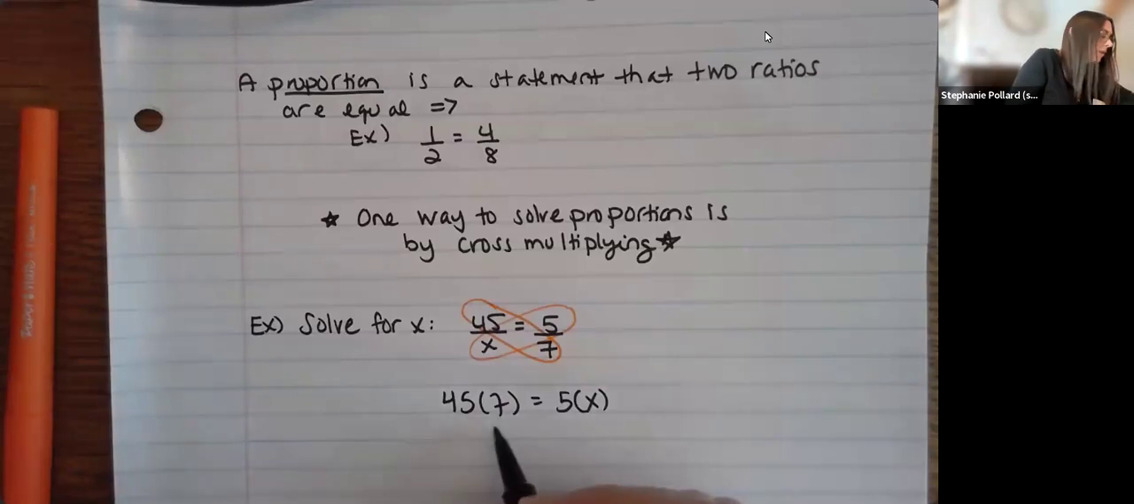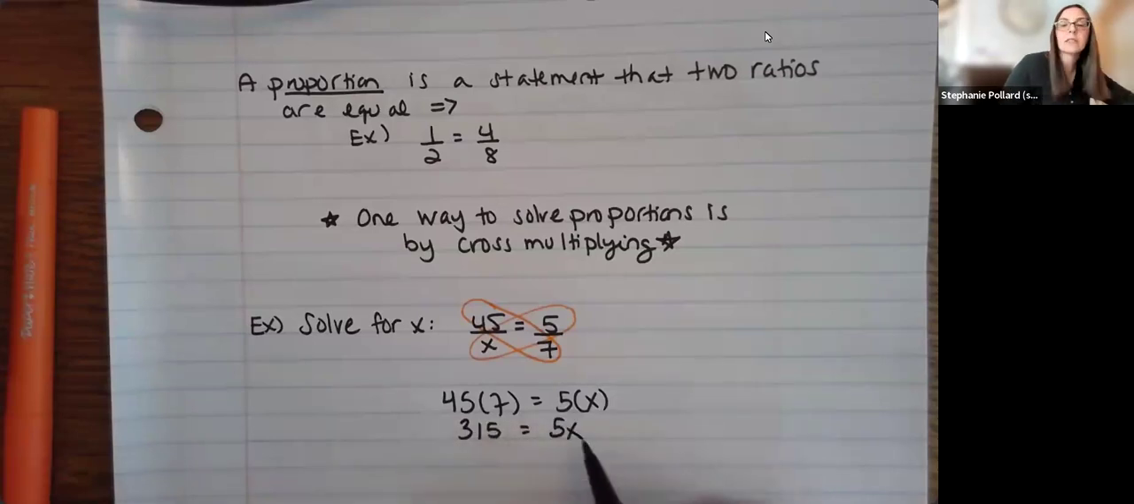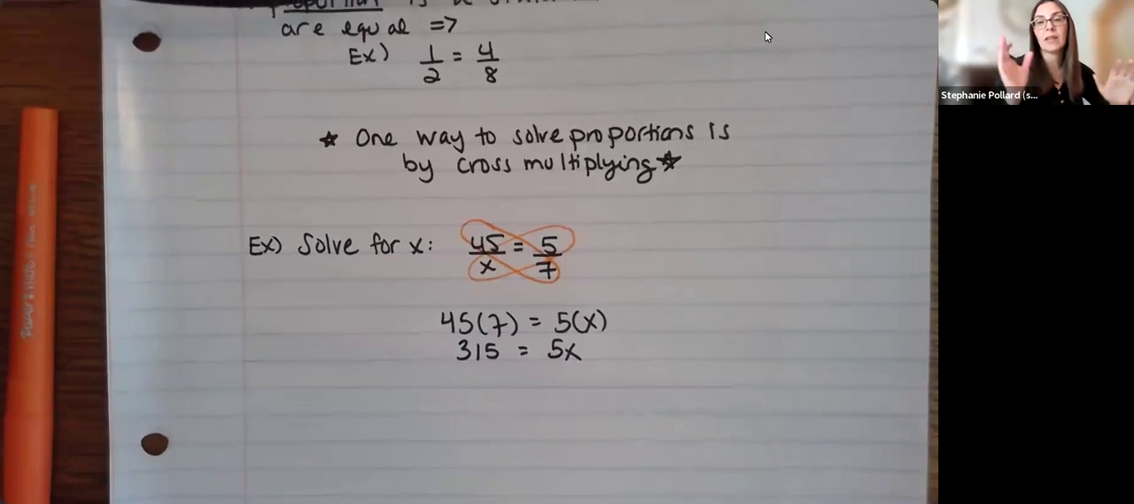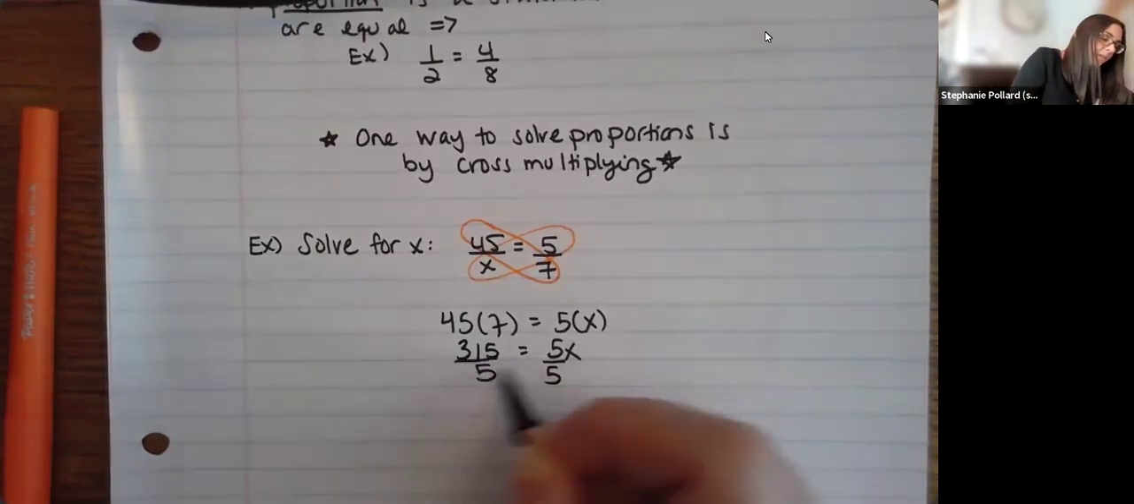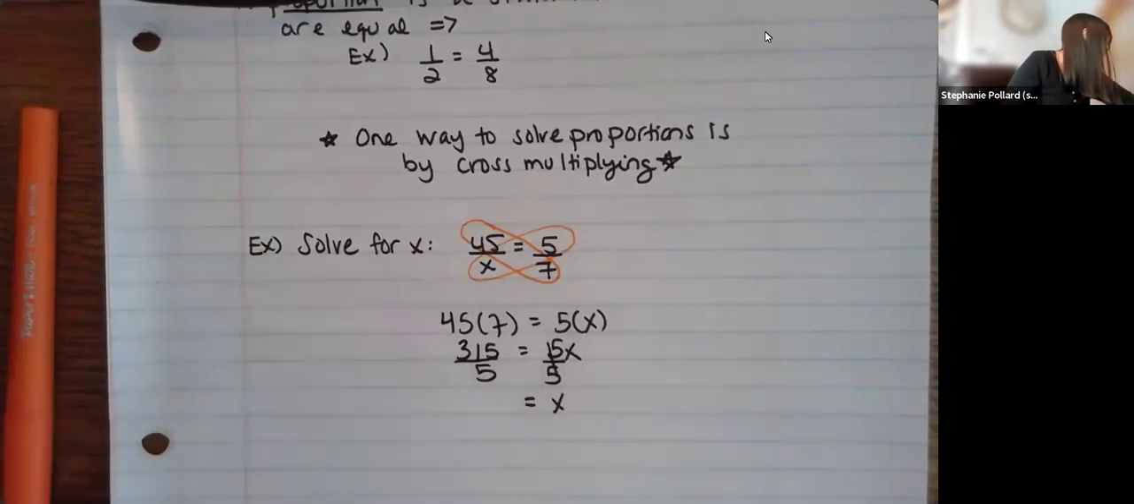Now 45 times 7, you can do in your calculator, is 315. Here we have 5x. And then what typically happens is you have a nice simple equation. You're going to just divide by 5 on both sides. And what we get here is 63.